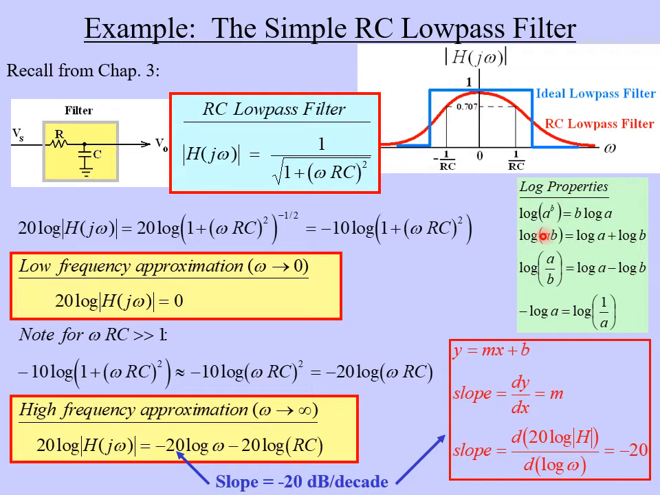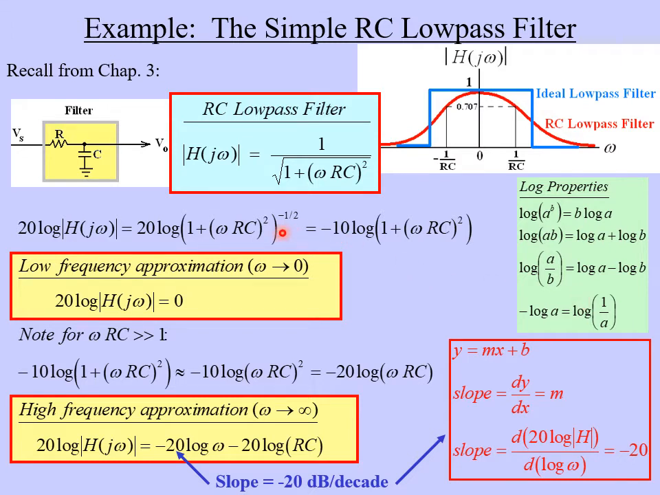But for example, the ones we're going to use here are log of a to the b is equal to b times log of a. We'll use that over and over. Log of a times b is equal to log a plus log b. Log of a divided by b is log a minus log b. And finally, negative log of a is the same as log of 1 over a. So these are 4 real fundamental properties of logarithms that we're going to need to use.